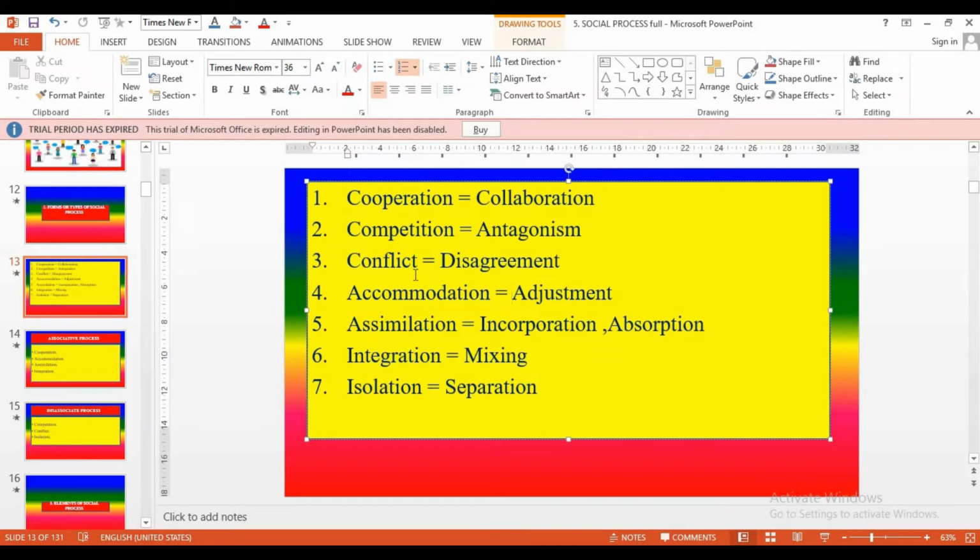So, is that clear? Every group starts with cooperation. Then after the cooperation, competition will come. For example, in a family, competition between husband and wife. And in other settings, such as an occupational setting, competition between doctors and nurses. This leads to disagreement or conflict. Every conflict ends with a resolution, which is called accommodation. Then the coming process.